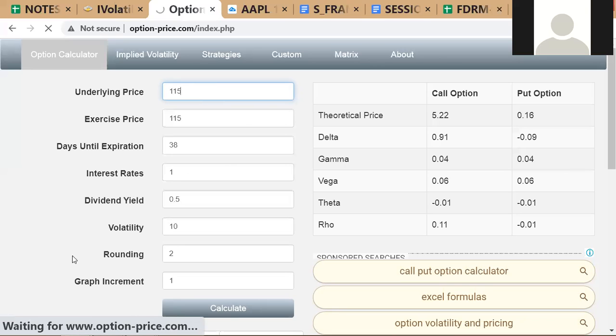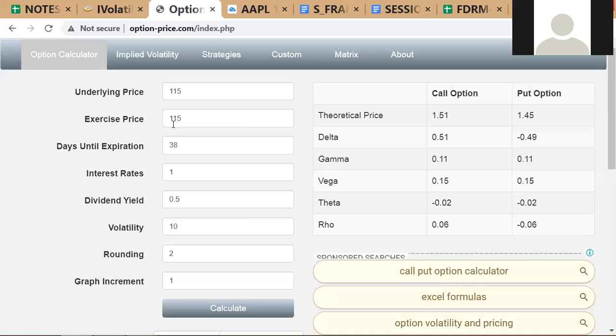Let's look at an at the money call first, for 38 days. And you see the call option price is 1.51, okay? And the vol I've entered as 10. Now here the intrinsic value is 0 for the at the money call. Because if you buy the call option at 115, ignoring commissions, you don't make anything if you sell it off at 115. So the intrinsic value is 0. This is an at the money call.